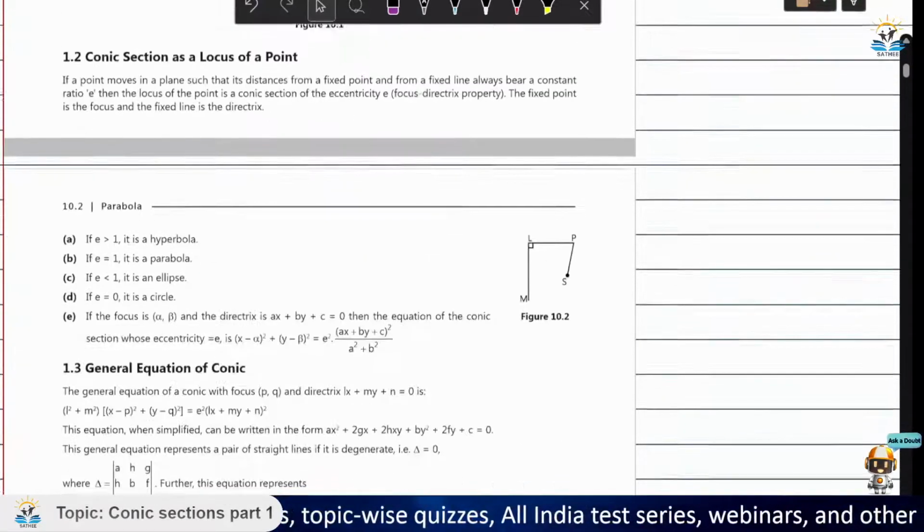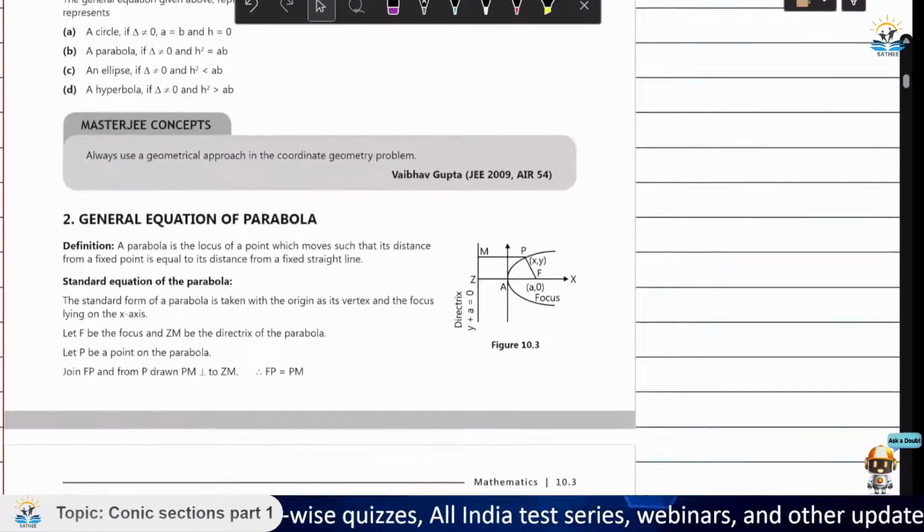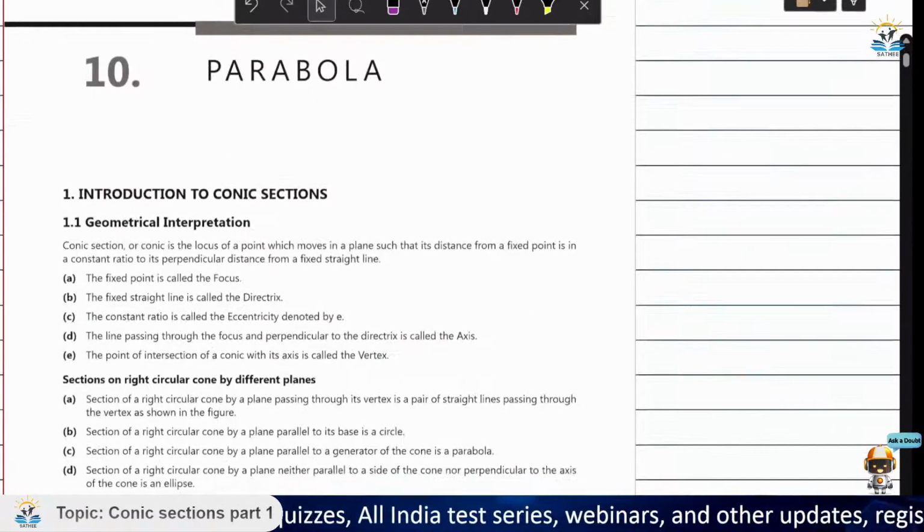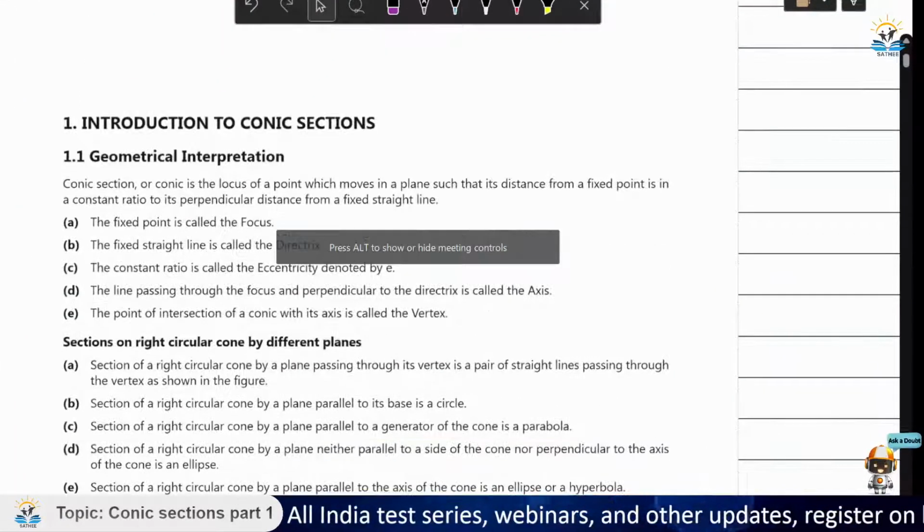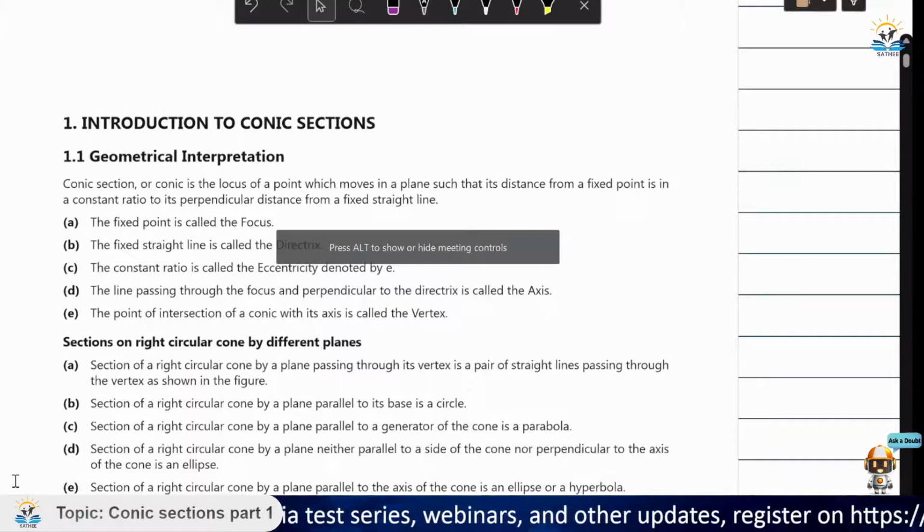and we'll start with the first conic section that we have with us, which is the parabola. So let's start with the general brief of it. Let's see what the first part says.